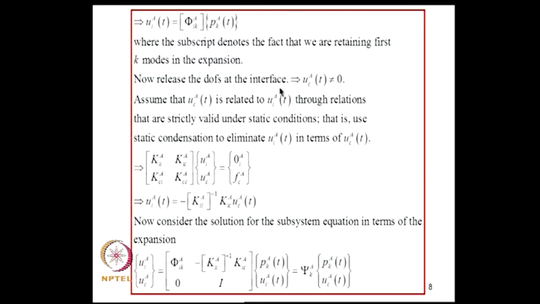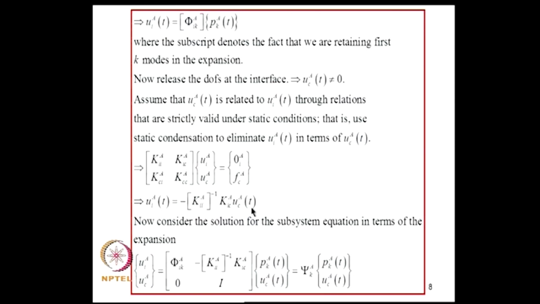Now, we release the degrees of freedom at the interface. This analysis has been done with degrees of freedom fixed. Now, once I release that, UC of A of t is not equal to 0. Now, we make an assumption that UC of A of t is related to interior degrees of freedom through relations that are strictly valid under static condensation. That is, we use static condensation to eliminate interior degrees of freedom in terms of coupling degrees of freedom. So, by that I get this equation, I get interior degrees of freedom in terms of coupling degrees of freedom using this relation.